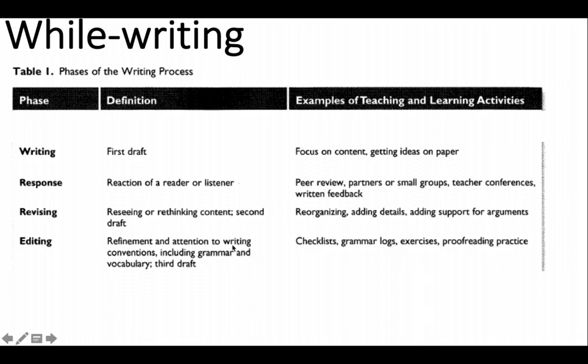So refining attention to writing conventions, including grammar, vocabulary, ensuring that it's accurate. And now that can be done in the third draft. Here we've got checklists that will guide them, grammar logs that guide them of the type of grammar or structures that they need to include in their text. Give them exercises that will help them focus on their draft, and proofread practice happens in this while writing phase. As I've mentioned, evaluation is not so much on the actual product, but the evaluation should be done in order to help the learners improve their writing.